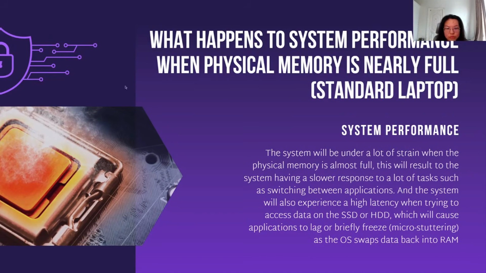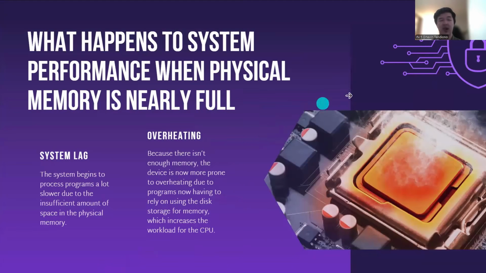So what happens to system performance when physical memory is nearly full for a standard laptop? Of course, the system will be under a lot of strain when the physical memory is almost full, and this will result in the system having a slower response with a lot of tasks such as switching between applications. The system will also experience high latency when trying to access data on the SSD or HDD, which will cause applications to lag or briefly freeze, called micro stuttering, as the OS moves data back into the RAM.